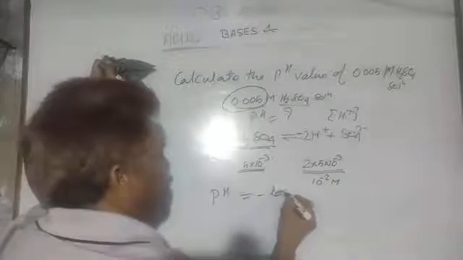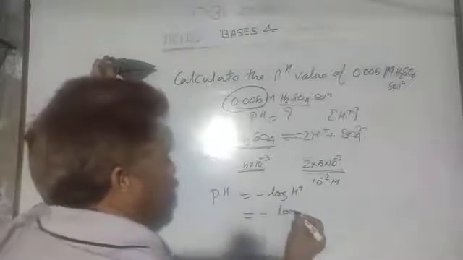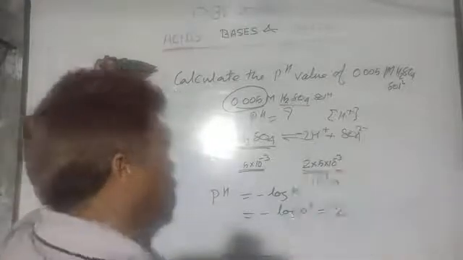So again you find the pH value from this hydrogen ion concentration. pH equals minus log hydrogen ion concentration, put the value, minus log 10 to the power minus 2, that means here the pH value is 2.